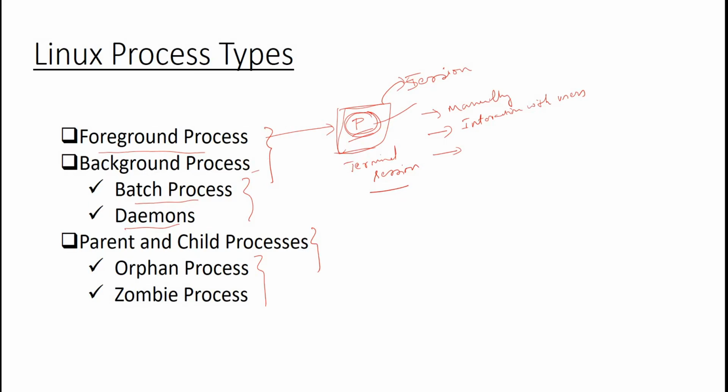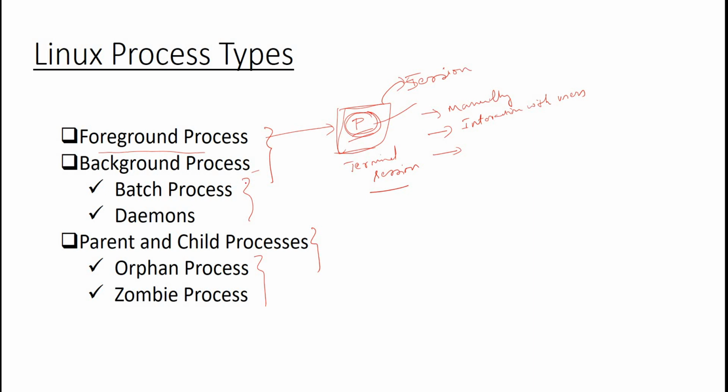Now let's discuss the background process. Unlike a foreground process, the background process can run independent of the terminal session. A background process is non-interactive, which means these processes run without user interaction. These background processes can be started automatically as well as manually. Once we log into a terminal session, if we start background processes, they will run in the background so that we can execute other commands in the terminal session while these processes are in execution.